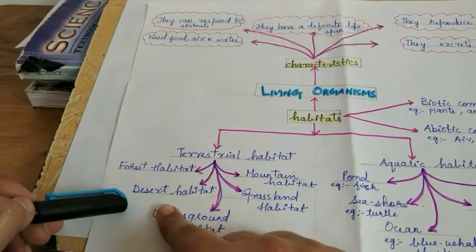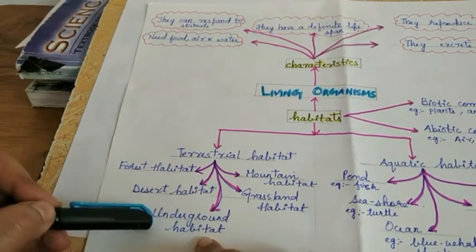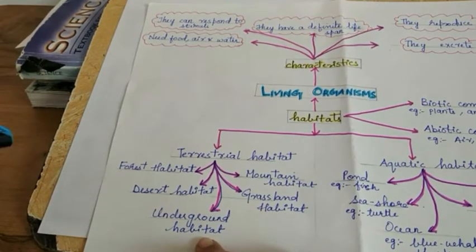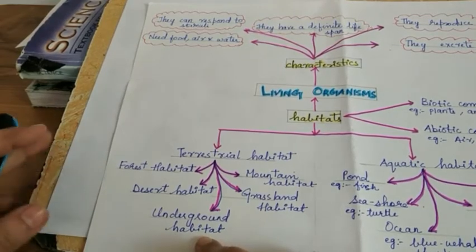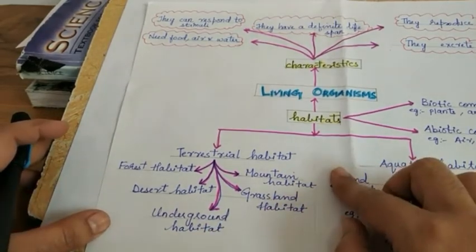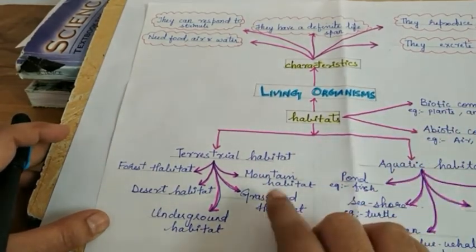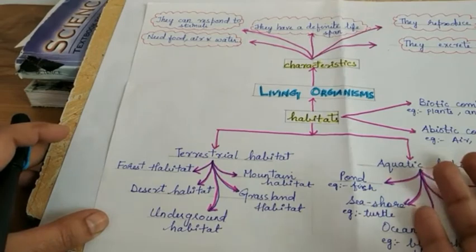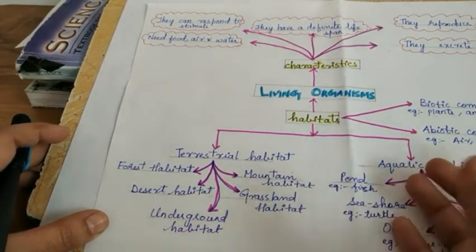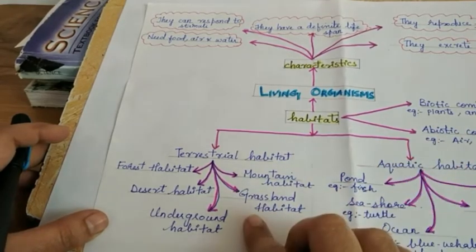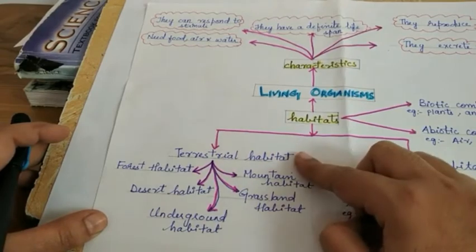In desert, what can you find? A camel. Underground habitat, who makes their home underground generally? Snakes and rats, right? Burrowing animals. Mountain habitat, those living organisms who live in the mountains, for example, mountain goat, yak, polar bear, etc. Grassland habitat, that is giraffe, zebra, etc. Okay, so these are the five different types of terrestrial habitat.